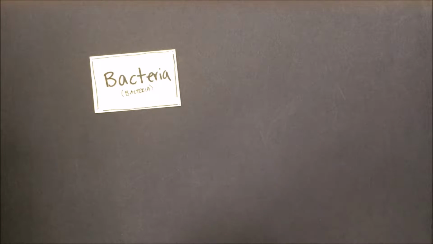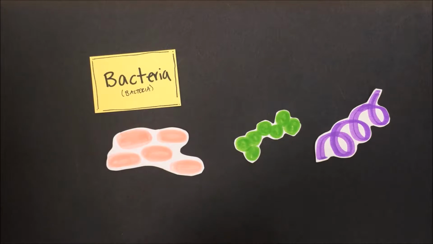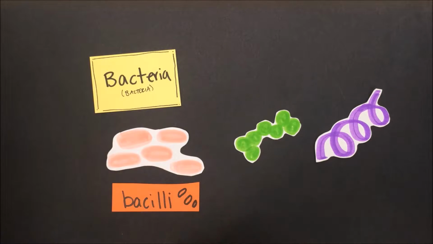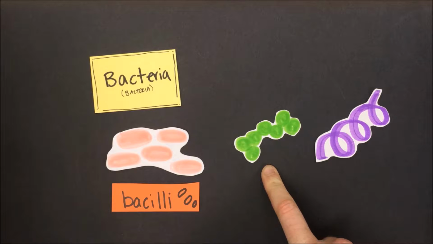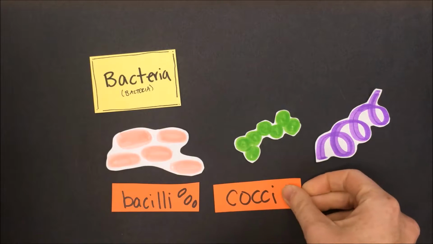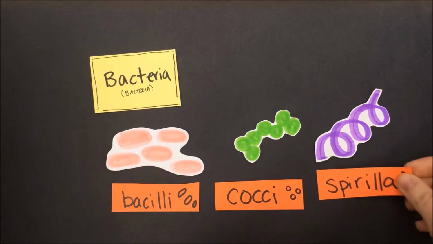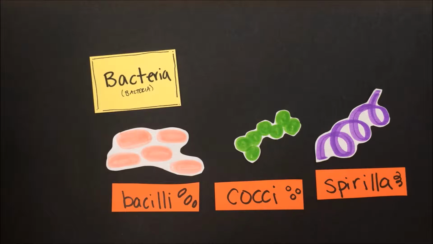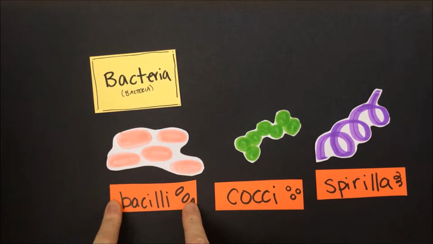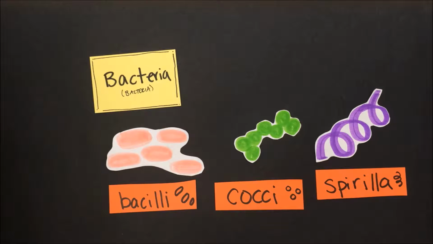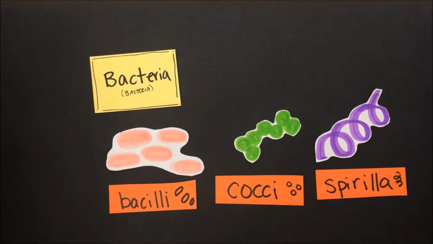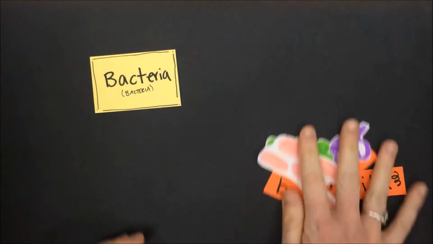Bacteria come in three shapes. Rod-like bacteria are called bacilli. Berry-shaped or round-shaped bacteria are called cocci, and spiral-shaped bacteria are called spirilla. The shape of bacteria that are in yogurt, that's bacilli. The shape of bacteria that get you sick if you have strep throat, that's cocci. And the shape of bacteria that causes the disease Lyme disease, which is spread by tick bites, is spirilla.